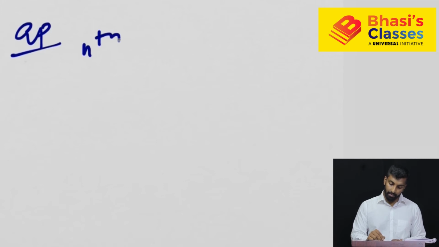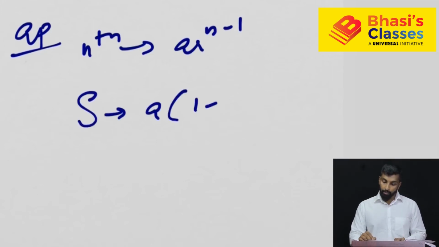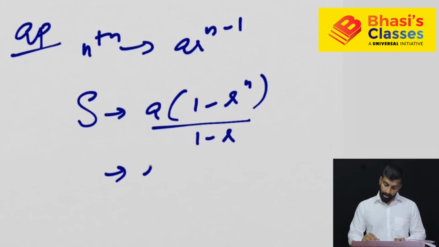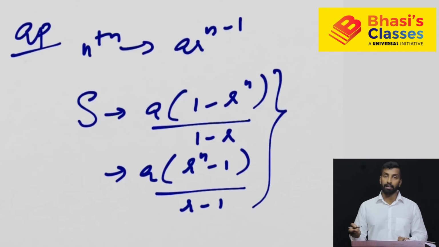What about GP? What is the nth term? ar raised to n - 1. What is the sum? a(1 - r^n)/(1 - r), and a(r^n - 1)/(r - 1). So it depends on the r value. If r is greater than 1, we'll use this. If r is less than 1, we'll use this, right?